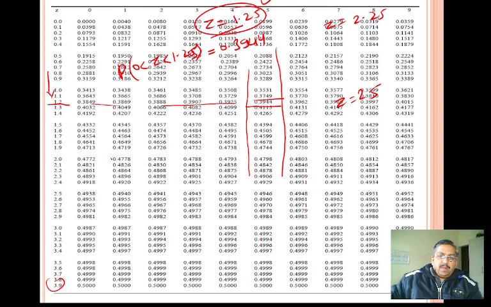Similarly, for the probability of z from 0 to the next value, 2.25, how will we calculate this? Similarly, we can go to this line. This is the 2.2 line, the value of z equal to 2.2, then 2.21, 2.23, and likewise we have 2.25. This value is 0.4878.